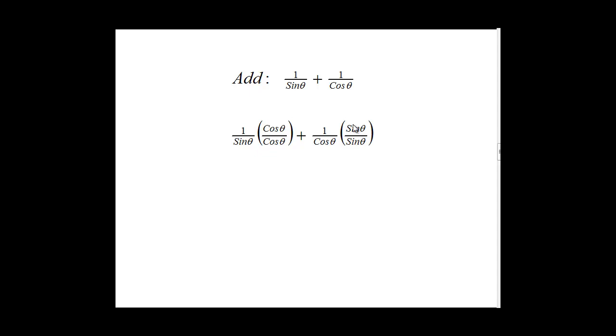So this 1 is in terms of sines, and that 1 is in terms of cosines. Now, if you combine the tops, you get 1 times cosine and 1 times sine. The bottom is sine times cosine. So this is cosine plus sine divided by sine cosine. So we have added these two fractions and gotten a combination with a common denominator.